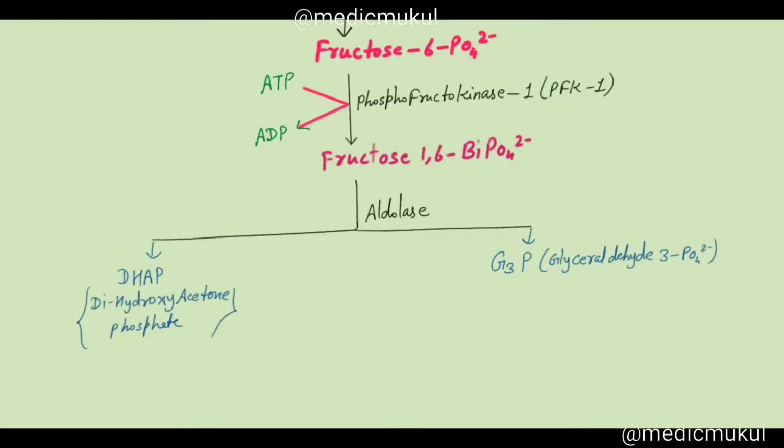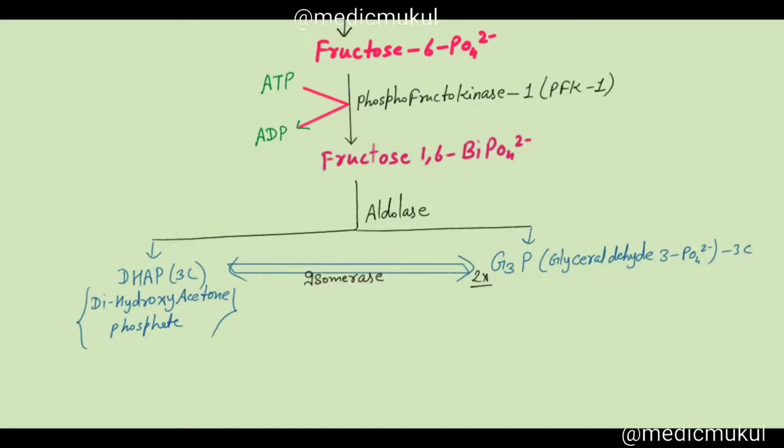So this DHAP and G3P, they both have 3 carbons. Now this DHAP, with the help of isomerase, because they are the same molecular compound, will be converted into G3P with the help of the enzyme known as isomerase. So once this DHAP is converted into G3P, it will become 2 multiply G3P.